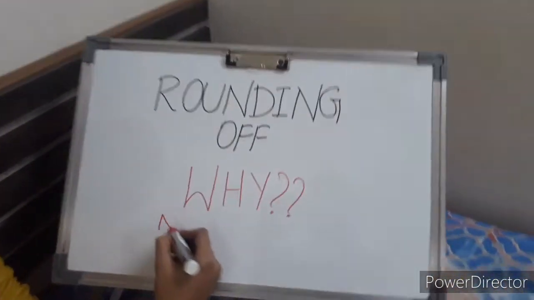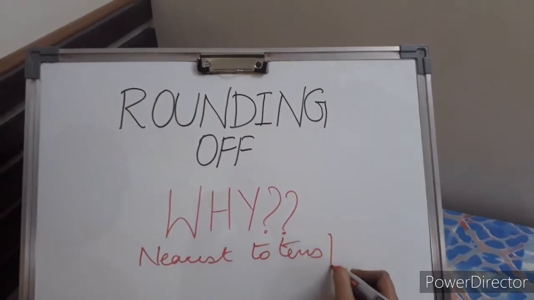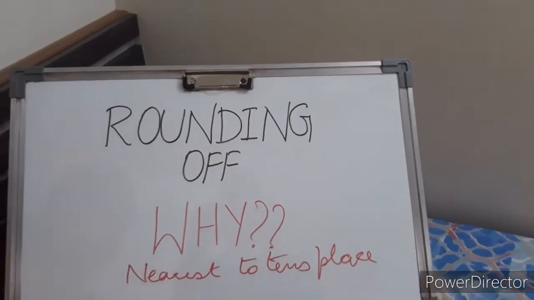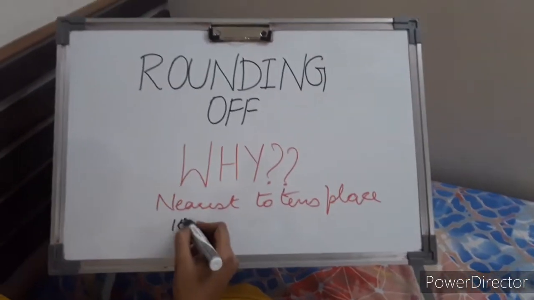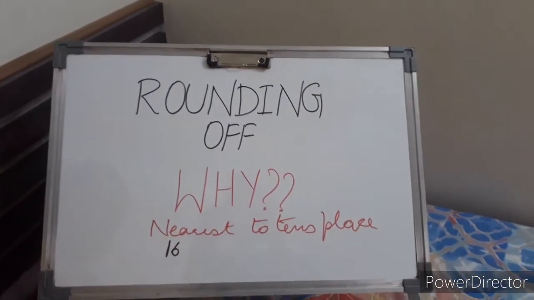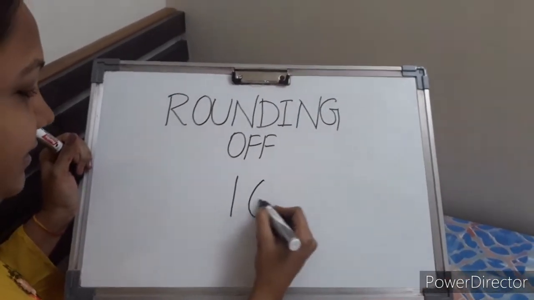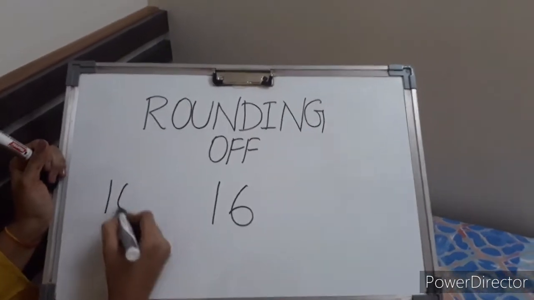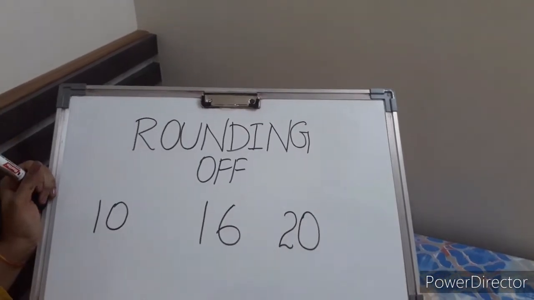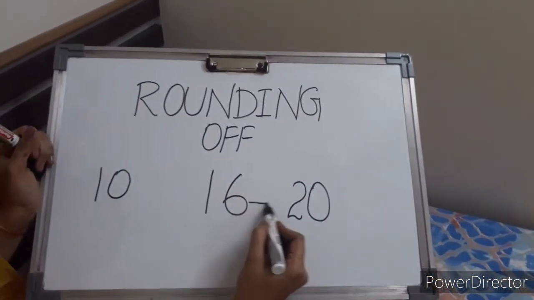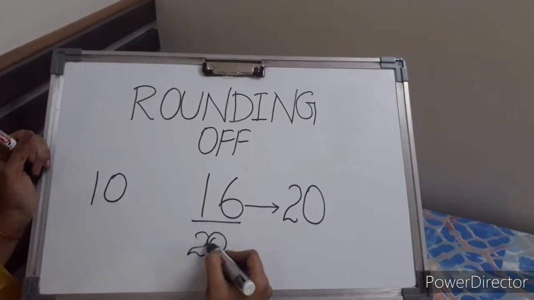If we are asked to do nearest to tens place, suppose the number is 16. So let's start. Nearest to tens place, the number is 16. The tens number is here, and 16 will be near to 20. So approximately we will say that 16 is nearing 20. So we will say the round off of 16 will be 20.